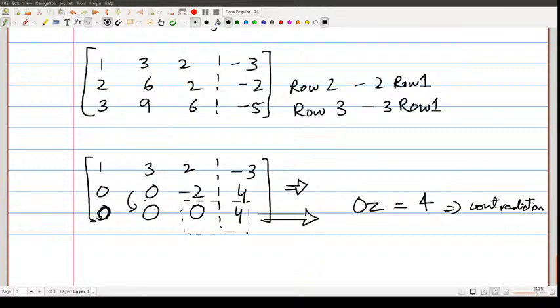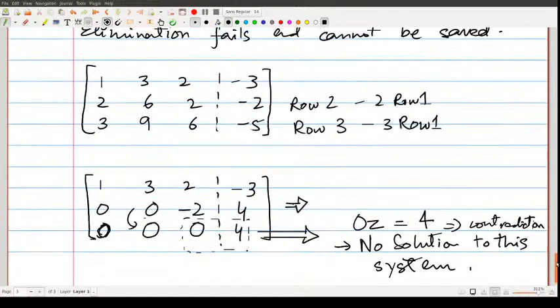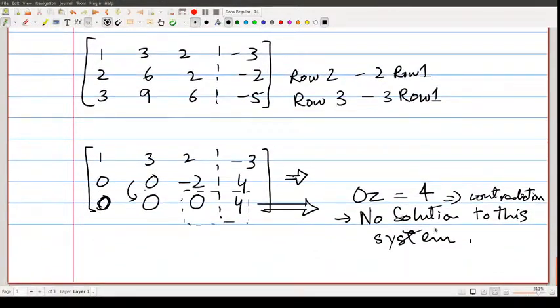When you get a contradiction like that, an inconsistent equation, you say that you can't find any value of z to satisfy this equation. This equation just cannot be satisfied, which means that there is no solution to this system. My elimination fails and I just can't do anything over here. This is a point where your elimination fails and you cannot save it, and your system has no solution, right? Exactly, 0 is not equal to 4.